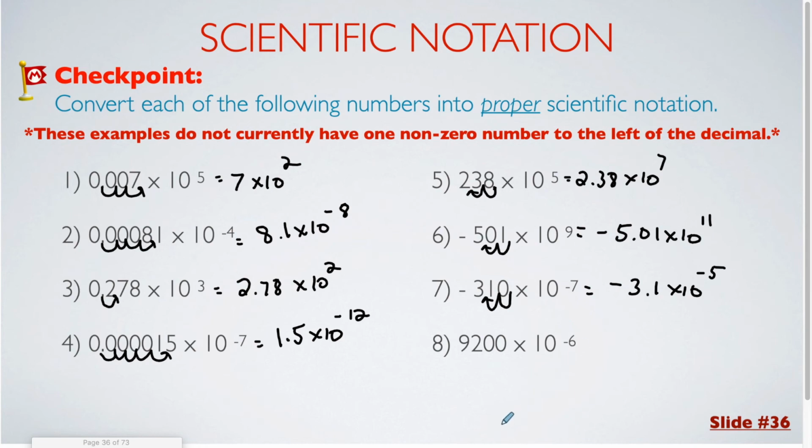All right, our final example here, number 8, we are going to slide over 1, 2, 3 spaces, 9.2 times 10, and since we're going up by 3, that's going to be a negative 3.